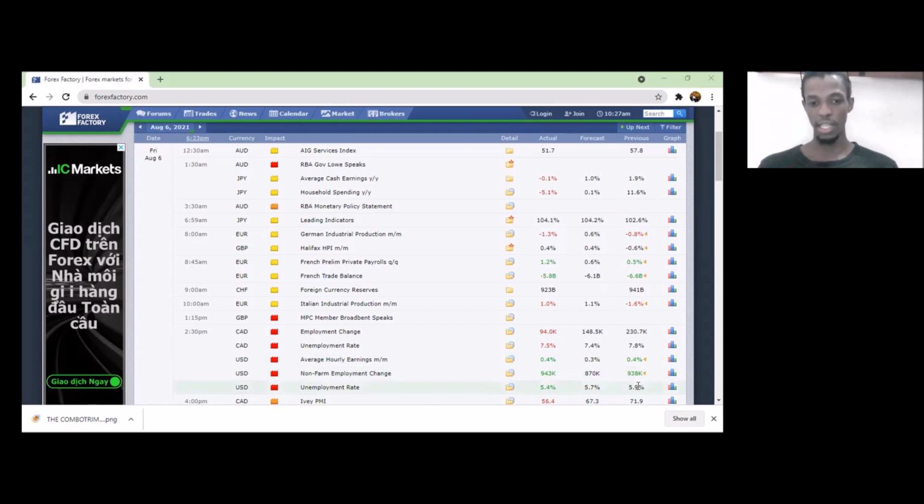Okay, and then this one is the unemployment rate. They're expecting unemployment to go down to this point. Which means obviously it's positive because we don't want high unemployment, but it actually went down even more. So USD is strong. So you're going to be buying USD at this particular time, on the 6th of August.